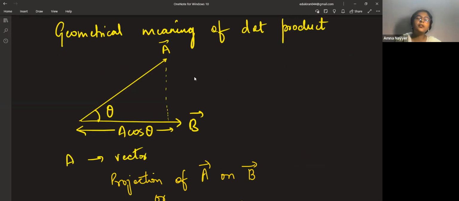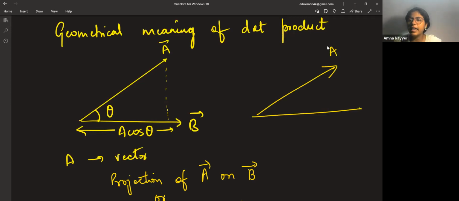See, geometrical meaning of dot product means you have one vector. Remember, we did resolution of vectors. If this is a vector, this is theta. What did I tell you? How to resolve the vectors? The axis with which the angle is made, we write it as cos theta. So this is a cos theta, yes?